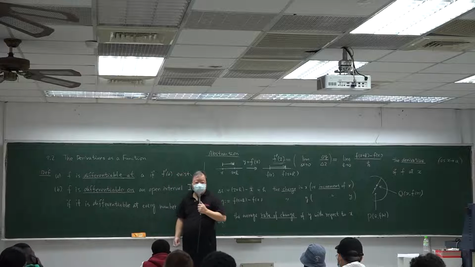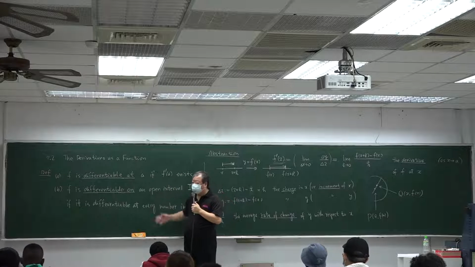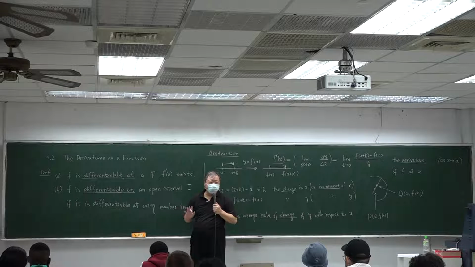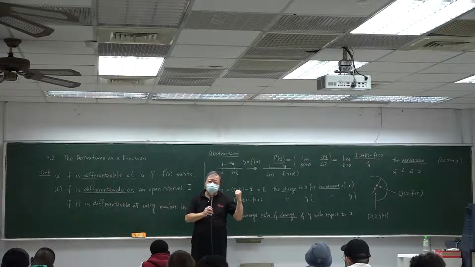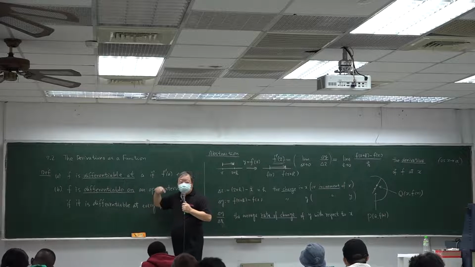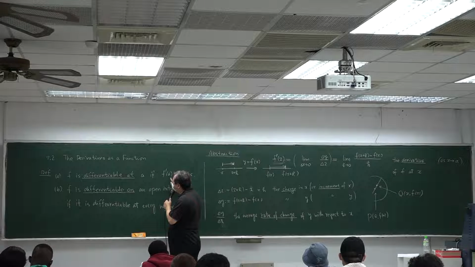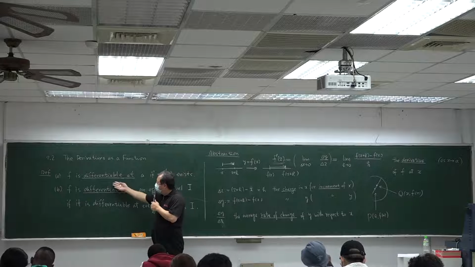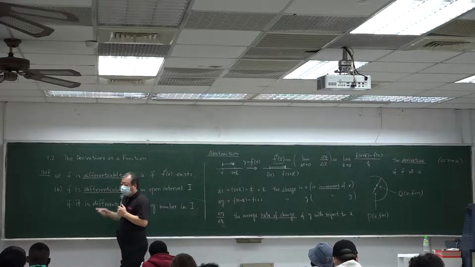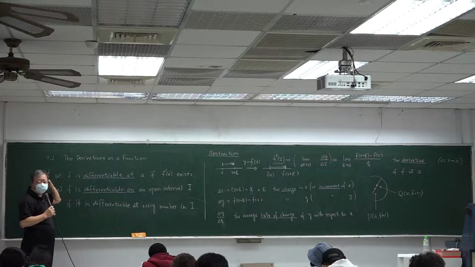OK. If the derivative of f at a exists, then we say f is differentiable at a. Derivative and differentiable are two different words. Don't say this is the differential of f; this is the derivative of f at a. F is differentiable at a. Two different words.